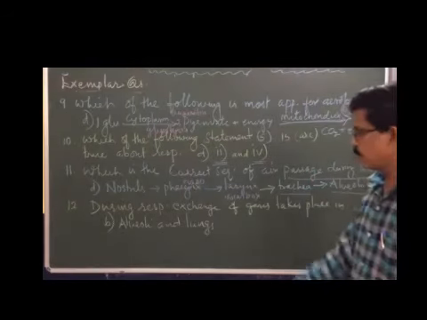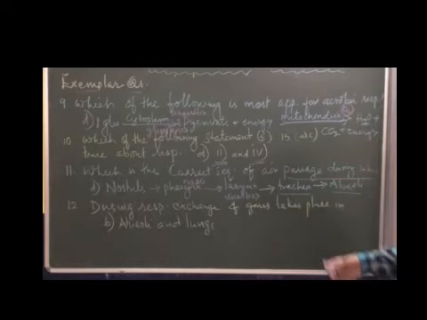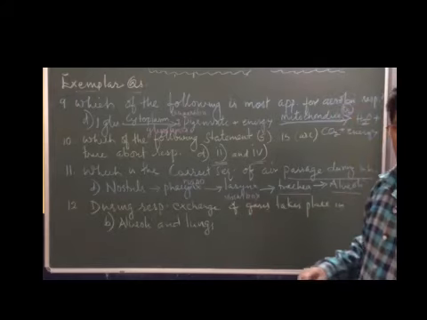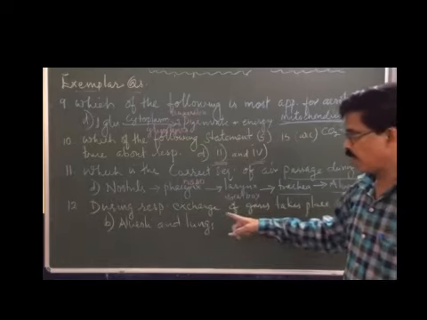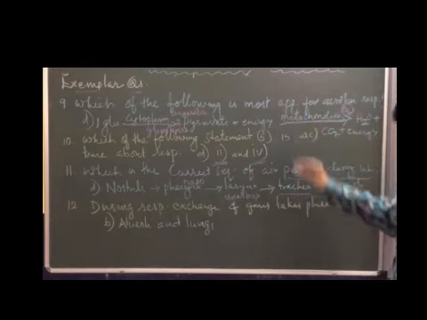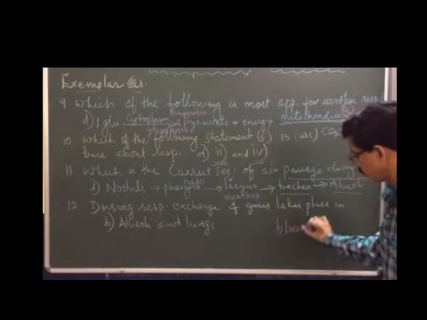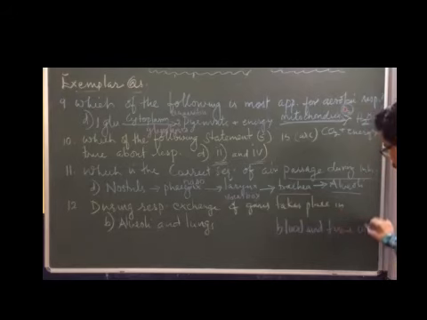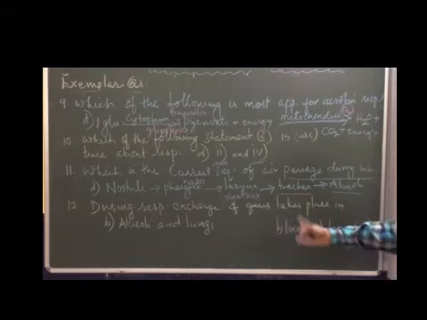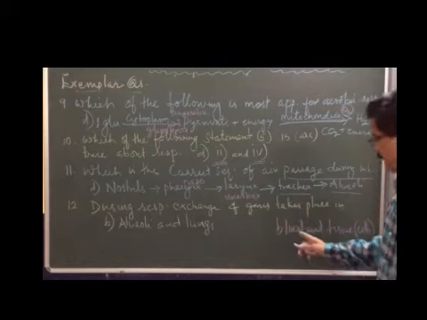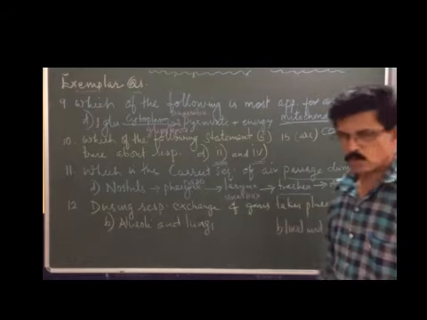Now the 12th one: during respiration, exchange of gases takes place in the alveoli and lungs primarily, and then between the blood and the tissues, or cells. So there are two regions where gaseous exchange takes place. Between the alveoli and the lungs is the answer for this question, and one more place where gaseous exchange takes place is between the blood and the tissues. So keep in mind these questions.